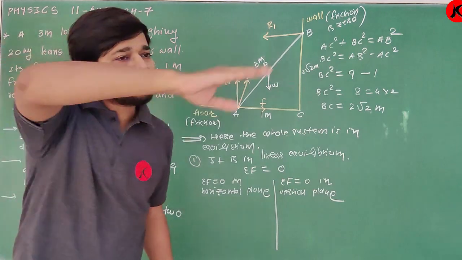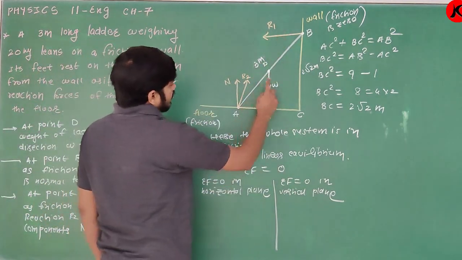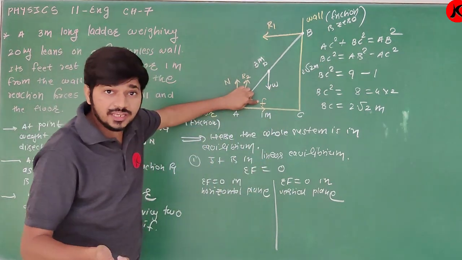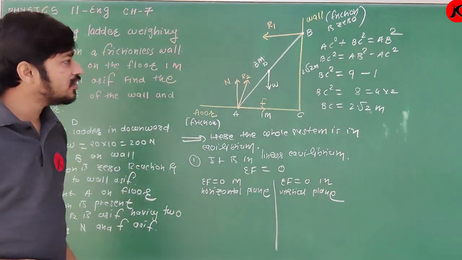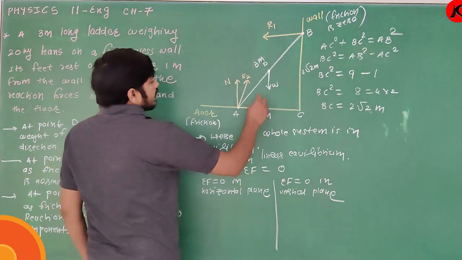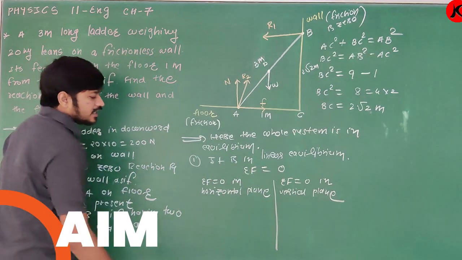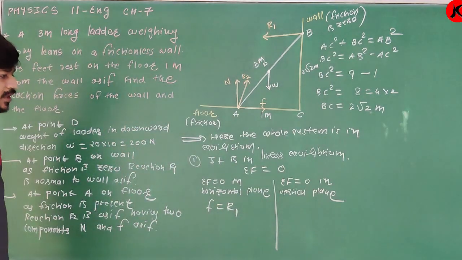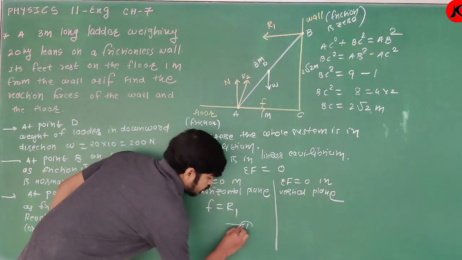Chalo. In the horizontal plane, forces acting are R1 and F. See, here it is R1 and F. And see again, from the figure it is clear that they are in opposite direction. So it is simple to write. In the horizontal plane, R1 and F are acting and they are in opposite direction. So I can easily write F is equal to R1. Simple. That is equation number 1.